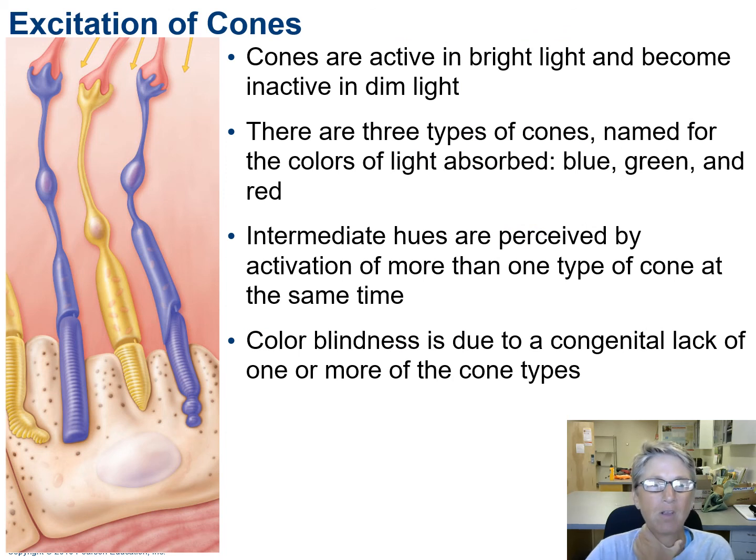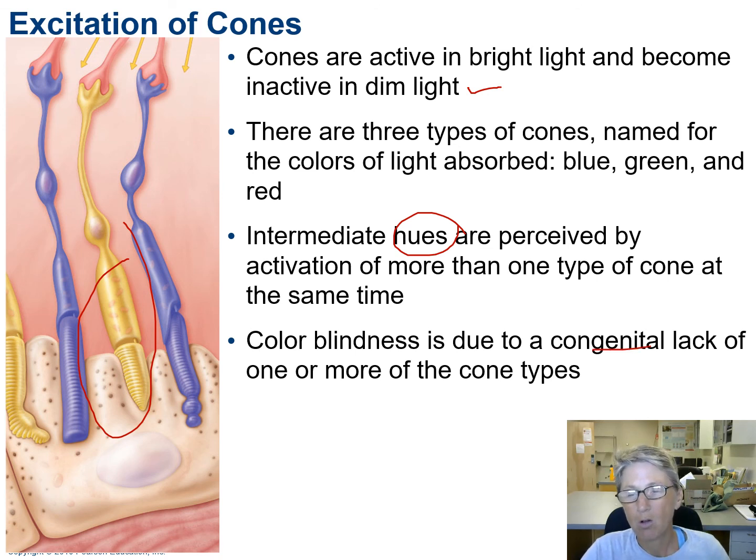So basically, excitation of cones. Remember, these are the cones. Cones are active in bright light, and they become inactive in dim light. There are 3 types of cones: blue, green, and red. You can activate more than one type of cone at the same time, and you get these intermediate hues or colors. And if you have a congenital lack of one of the cone types, then you're colorblind.